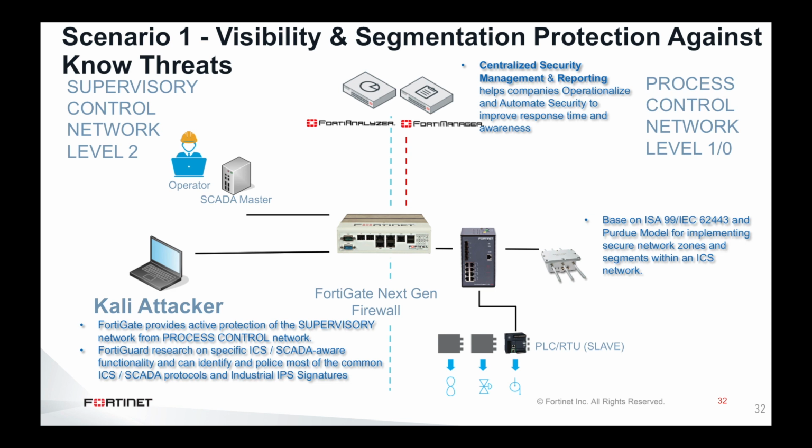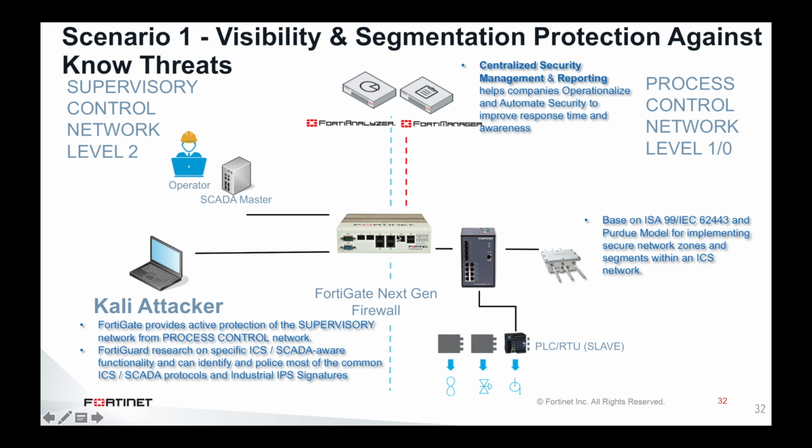We have a ruggedized FortiGate next gen firewall over here, a ruggedized switch, and on the right hand side you can see there is a PLC and RTU slave. On the left hand side, a SCADA master controlling the PLC slave. Over here I have the attacker, which is going to launch the attack against this unpatched PLC.